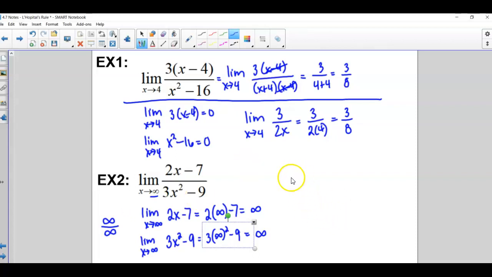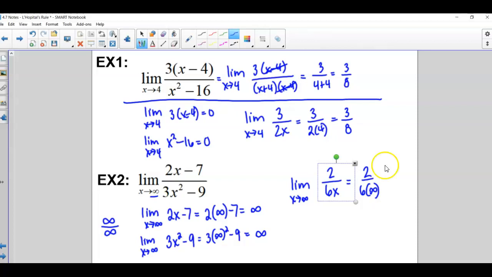That means we could use L'Hopital's rule, so we'll have limit as x approaches infinity of 2 over 6x, and so that's going to be 2 over 6 times infinity. So as x approaches infinity here, the bottom of that fraction gets bigger and bigger and bigger. So what does our value approach? It will be 0 for this. So you got 2, which is a small number, over a really, really big number, which is basically 0.